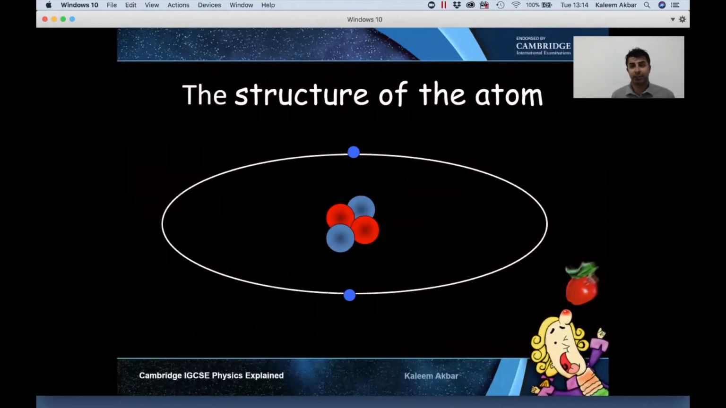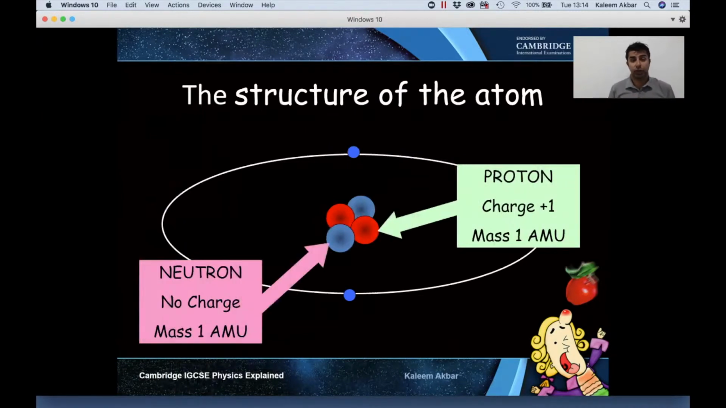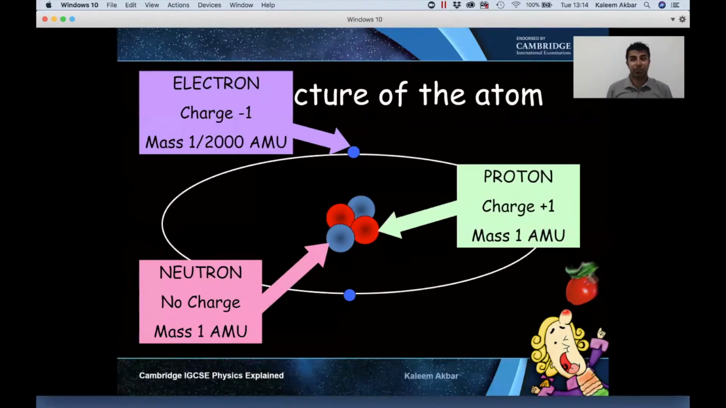So the structure of the atom. We believe the atom, as I've said, has positively charged protons and no charged neutrons, which can be found in something called the nucleus. Inside the nucleus, there are very, very strong forces of attraction. Around the nucleus, we have our electrons. So proton, positive charge, neutron, no charge, and electrons on the outside have a negative charge and very, very little mass. In terms of atomic mass units, the proton and the neutron have 1.